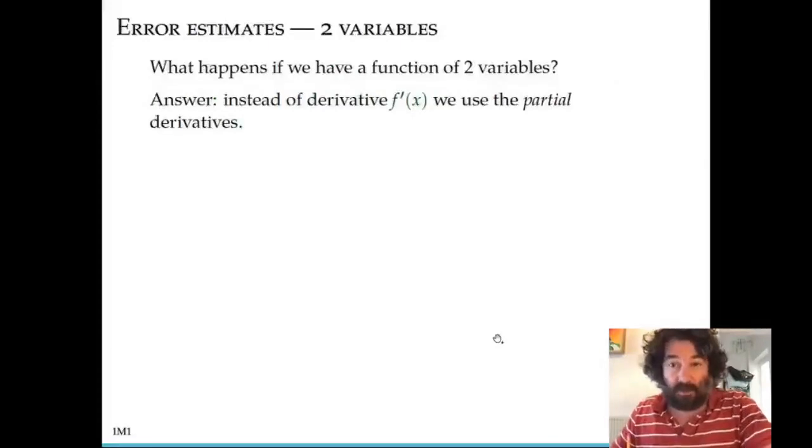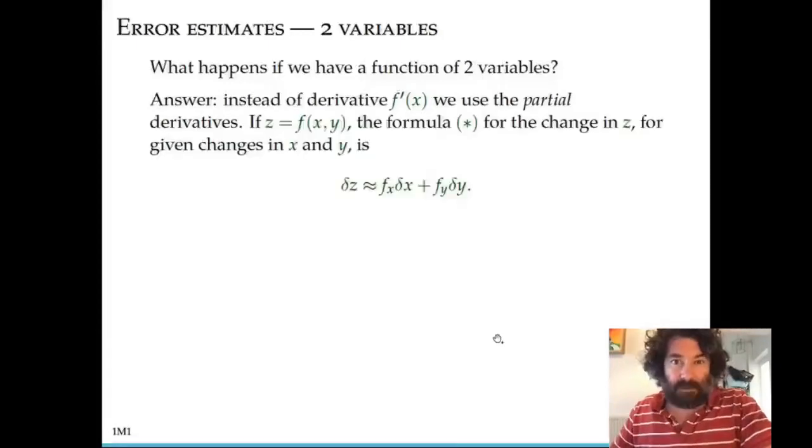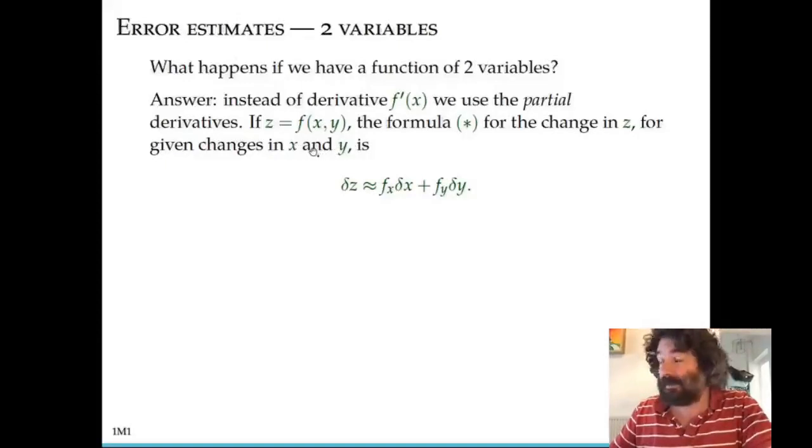Okay, well, as you probably anticipate, rather than using just the derivative of f with respect to x, we use the partial derivatives of z with respect to the two variables. And we use the same formula for the linear approximation that we discussed in the previous video. So we say z is a function of the two variables x and y. Z equals f of x and y. And the formula for the change in z, given to us by a star in the previous video, is this one. So the change in z given by a change in x and change in y is this.